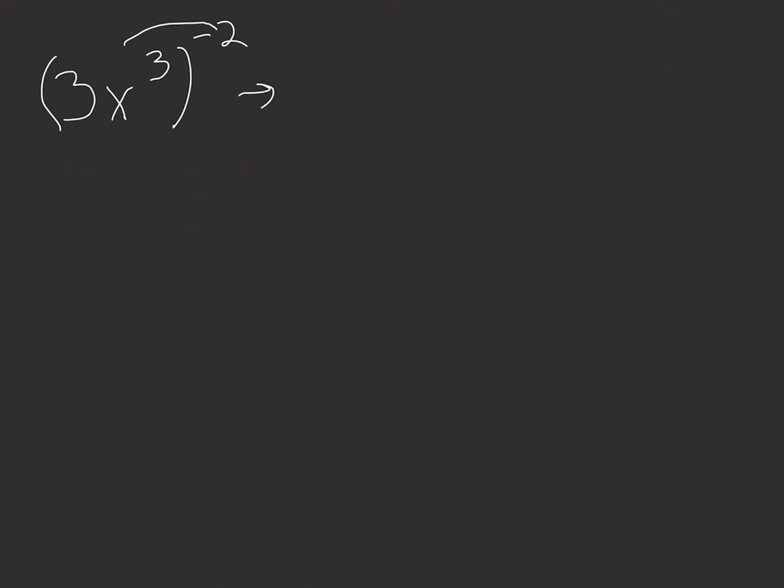And I just want to point out, sometimes you have a situation like this where I've got 3x cubed in parentheses, and that's raised to a power, but the power is a negative 2. So there's a couple of ways I could do this here. This is the power rule, right?